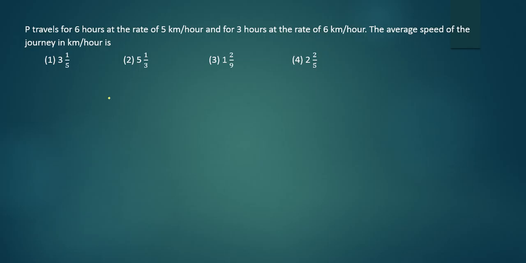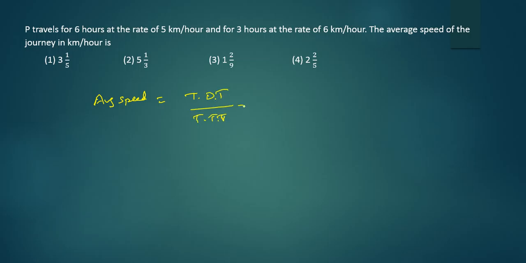See, one more concept. One more question on this. P travels for 6 hours at a rate of 5 km per hour and for 3 hours at a rate of 6 km per hour. The average speed? What is the definition of average speed? Average speed is nothing but total distance traveled by total time taken.